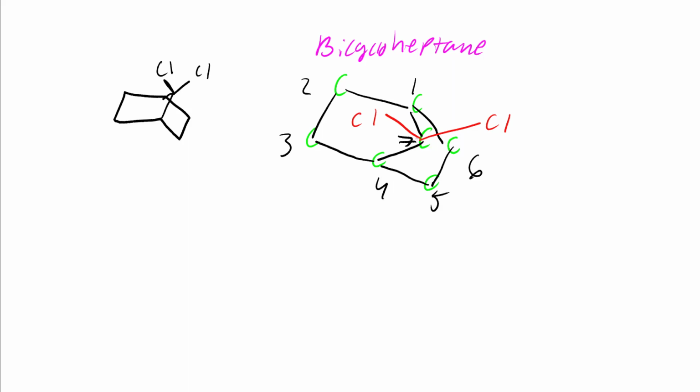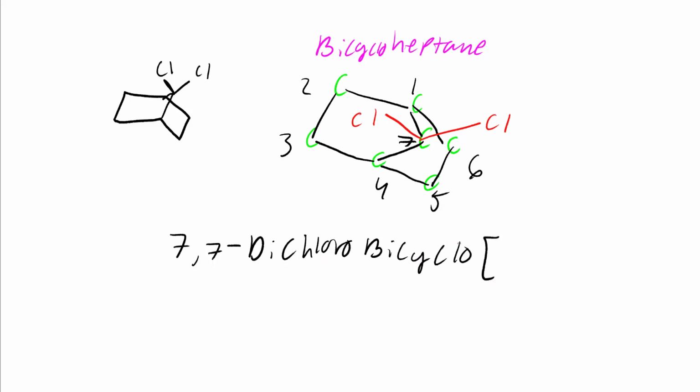The 7 carbon has 2 chlorines. So it'll be 7,7-di, because there are 2 chlorines, chloro. Dichloro bicyclo. There's no hyphen. Bracket. Now let's see. 1 and 2 carbons right there, so 2, period. 1 and 2 carbons, 2, period. And then 1 carbon, 1. In decreasing order. There are 7, so we say heptane.